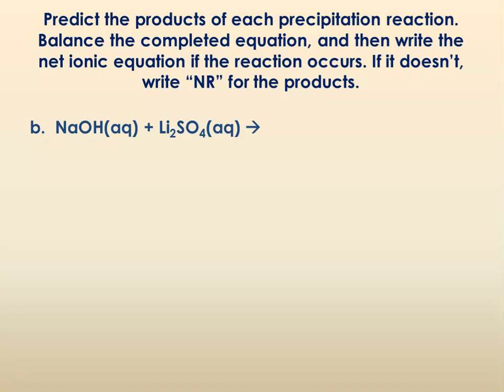In our next example, we have sodium hydroxide and lithium sulfate. So again, we're going to separate those two into their respective ions. They're in aqueous form. They are ionic compounds, so they are soluble. So sodium hydroxide is going to split into sodium ions and hydroxide ions. Lithium sulfate is going to split into two lithium ions and sulfate ion.